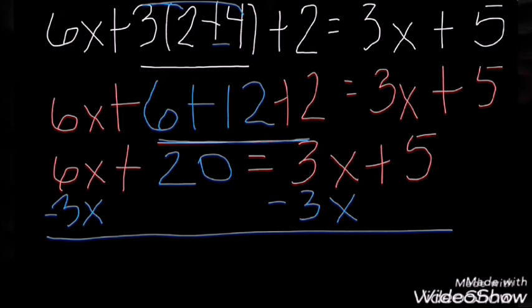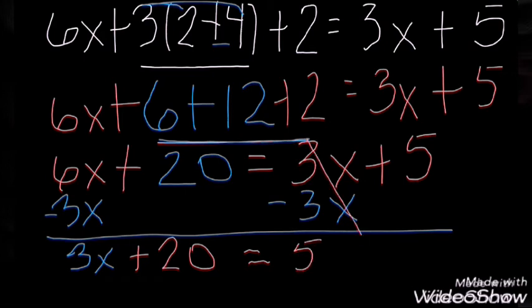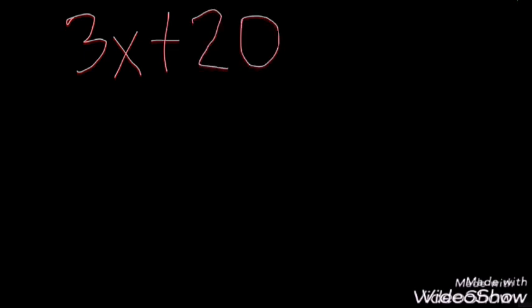And so we got 3x plus 20 equals 5, because we already canceled that out. The next one is 3x plus 20 equals 5.